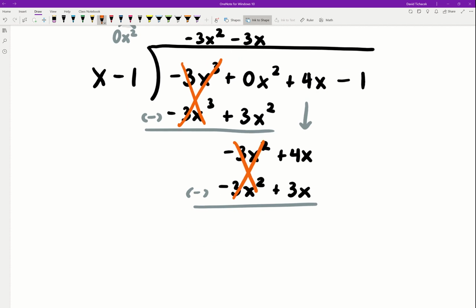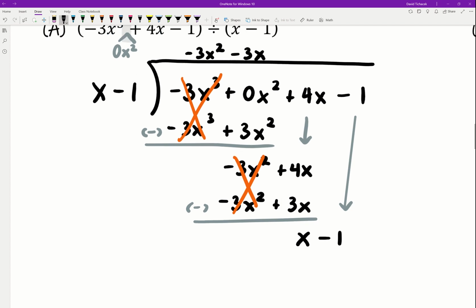And so that first column there is going to cancel out, and then in that x column I have 4x minus 3x. That's going to give us 1x, or just x. And then I'm going to drop down my final term here. That's going to be a minus 1. Okay? So we'll say minus 1 there. And again, do the same thing. We're going to take a look at the first term here, first term there. We'll notice that they're the same, but we're still going to divide them because we want to keep doing this until we have run out of terms to drop down, right?